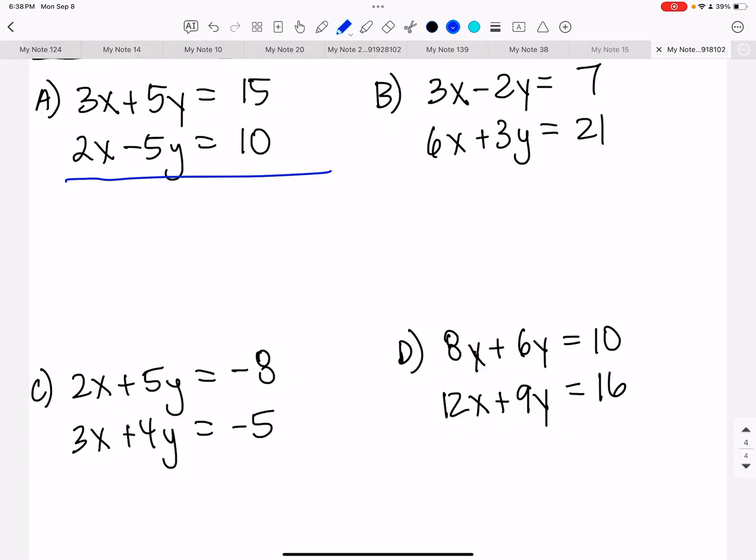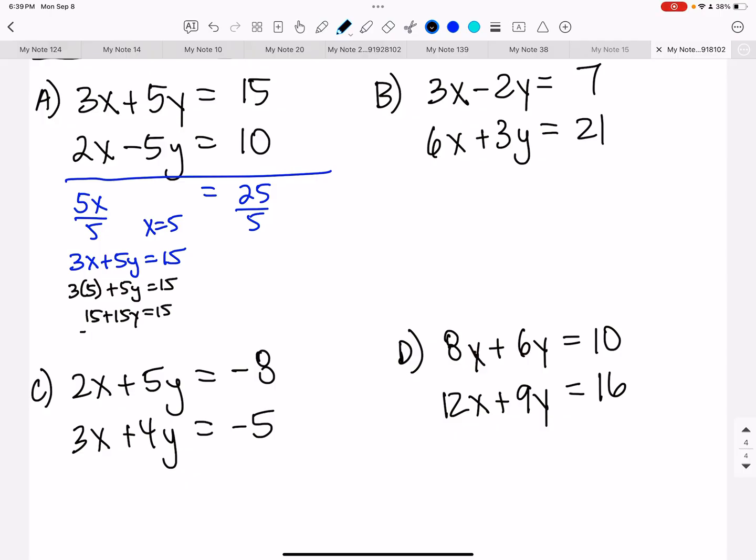So 3X's and 2X's is 5X's. 15 and 10 is 25. All top versus bottom, the 5. And X's are 5s. Okay, if X's are 5s, then I can pick either, I'm going to say 3X plus 5Y equals 15. If X's are 5s, that means 3 times 5 plus 5Y's is 15. 15 plus 5Y's is 15. I'm going to minus the 15, minus the 15. And it turns out 5Y's are 0.